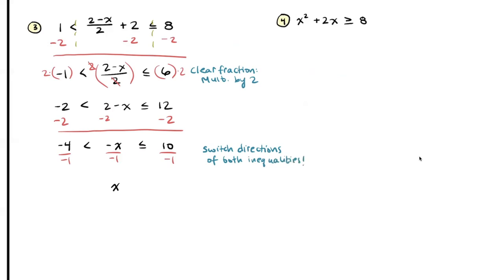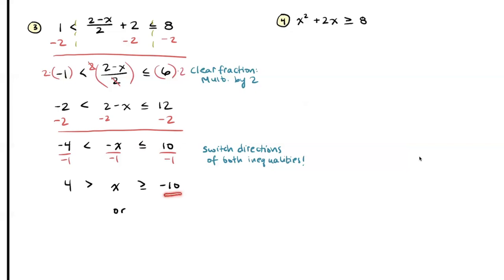Okay, so let's see, this is going to become a greater than. This will become a greater than or equal to. And -4 divided by -1 is +4. 10 divided by -1 is -10. And there we go. It looks a little bit weird because we normally write it kind of reversed, right, with the lower number first. So you can totally just always read inequalities backwards.